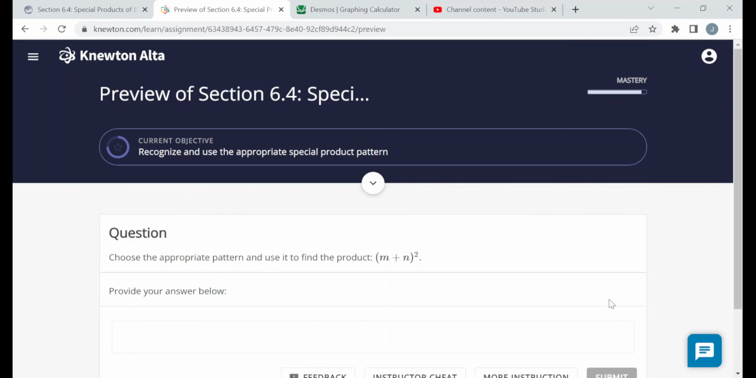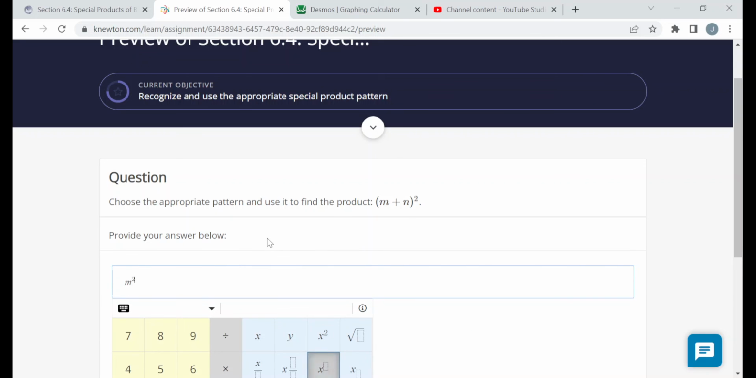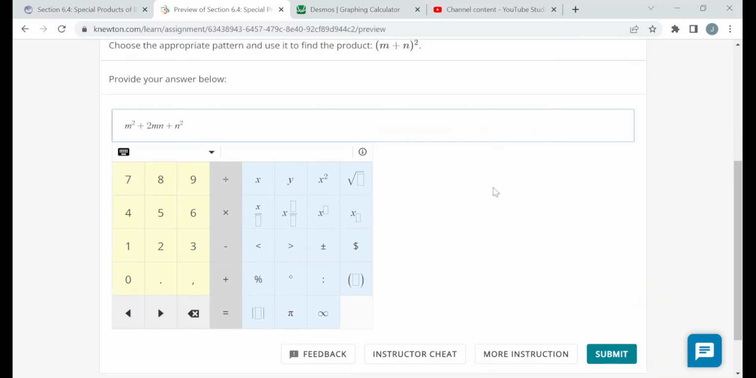And once again, it's a binomial squared. Again, they might throw out, so recognize and use the appropriate special product pattern. So far, in all four of the problems I've seen, it was a binomial squared. But remember, they might throw a product of conjugates at you. And remember, a product of conjugates is going to be that difference of squares, a squared minus b squared. But this is going to be a squared plus 2ab plus b squared. Or just replace a with m and b with n. And this ends up being m squared plus 2mn plus n squared.